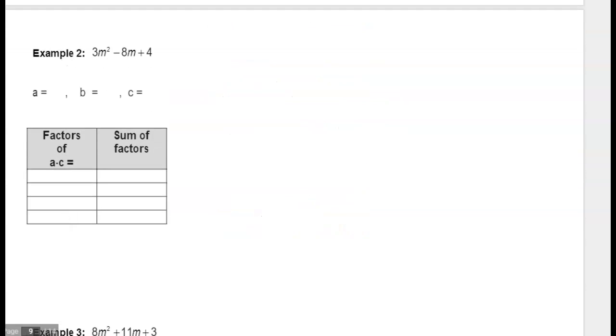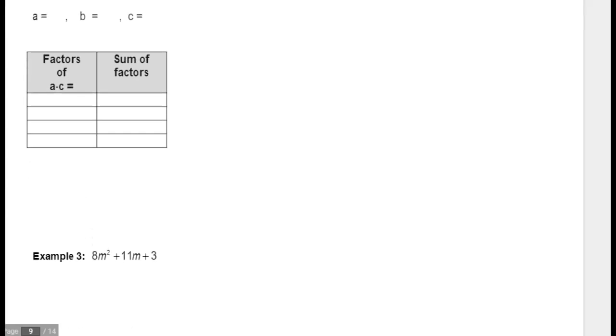On to the next one. So we'll do one more like this, and then we'll get rid of the box. So now we have 3, negative 8, and a positive 4. So a times c is 12, 3 times 4, and then they're going to add to get a negative 8.